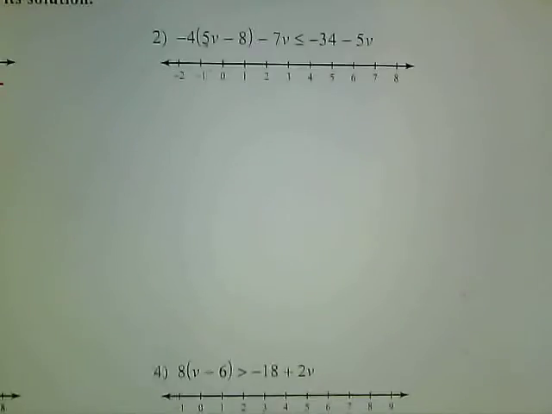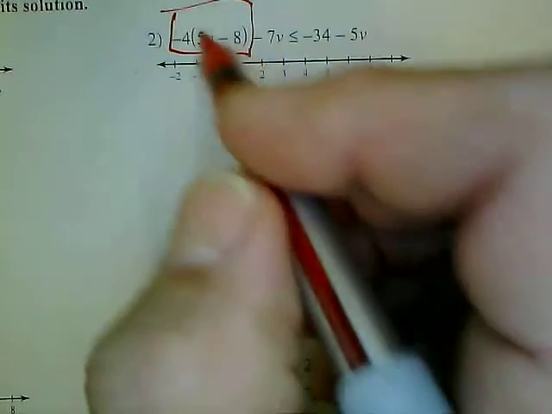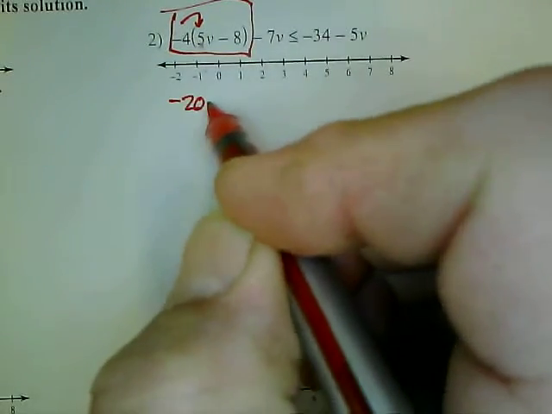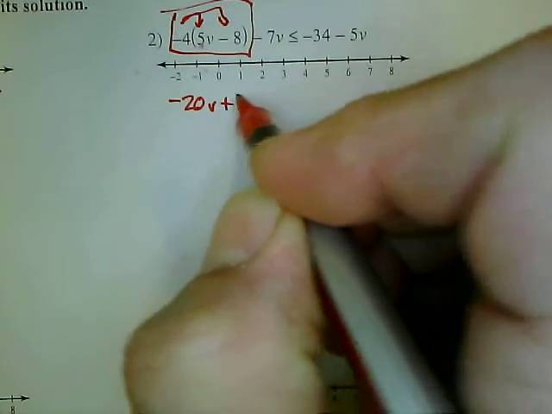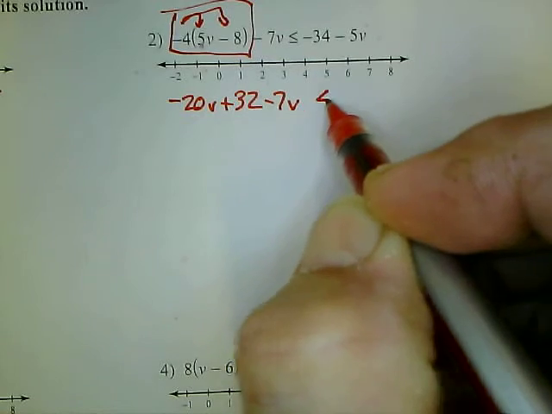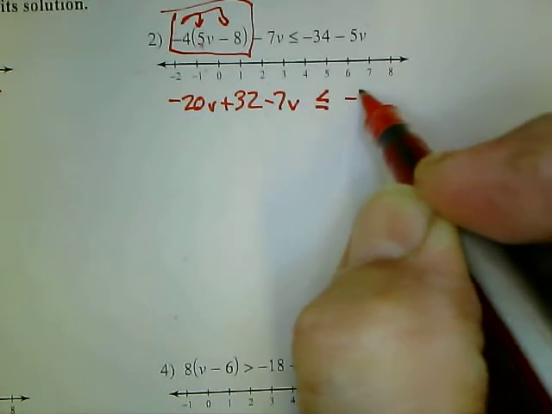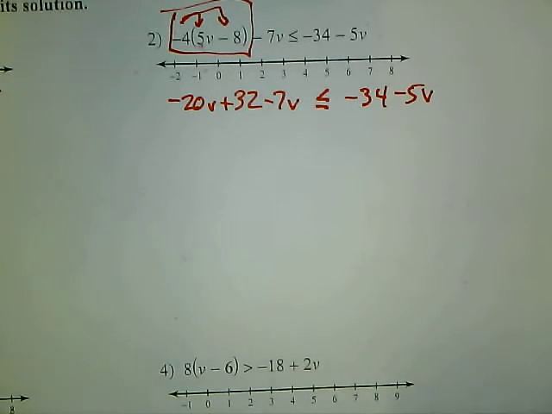All right, we're going to go a little faster on these now. Here we are, we're going to look for distribute, because that's our first step. Negative 4 times 5 is negative 20v. Negative 4 times negative 8 is plus 32, very good. Bring down everything else. Negative 7v, make sure that your sign does not turn, and I've seen this before where they turn into equal signs. Don't do that. Now I'm just going to draw my little line all the way down.